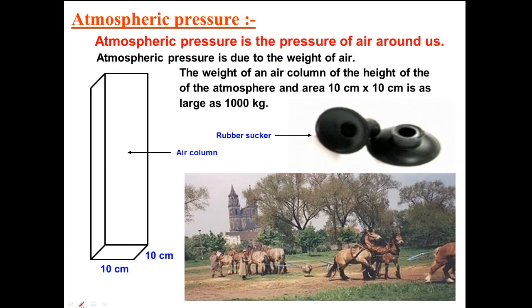Now the atmospheric pressure is the pressure exerted by the atmosphere around us. Atmospheric pressure is due to the weight of air. Consider the weight of an air column of the height of the atmosphere and area 10 centimeter by 10 centimeter. If we take 10 centimeter here and 10 centimeter here and go up to the top of the atmosphere, then what is the weight? Its weight will be nearly 1000 kg.